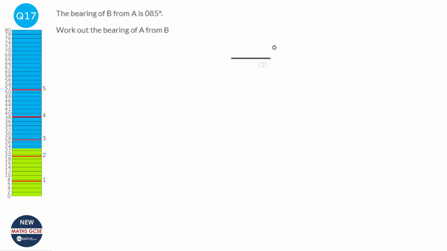So I'm going to start off just with a quick sketch, and we know that the bearing of B from A is 85 degrees. So we're going to have A here and B here. Let's just draw a line between them, and let's do both our north lines.